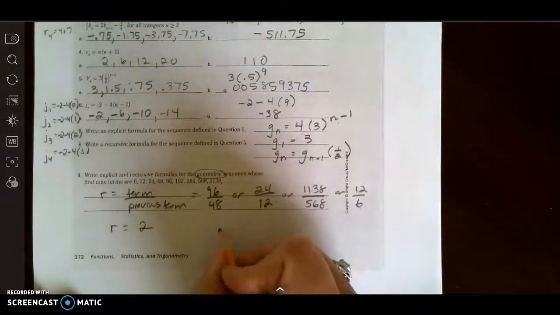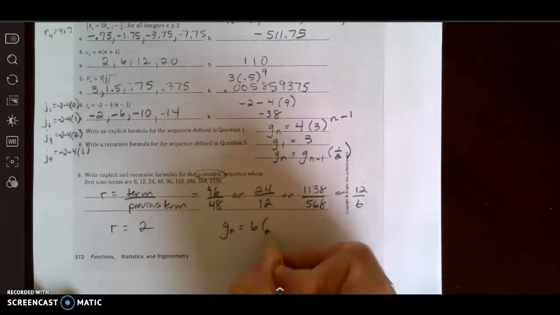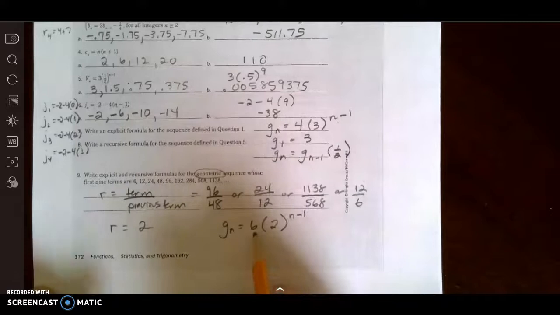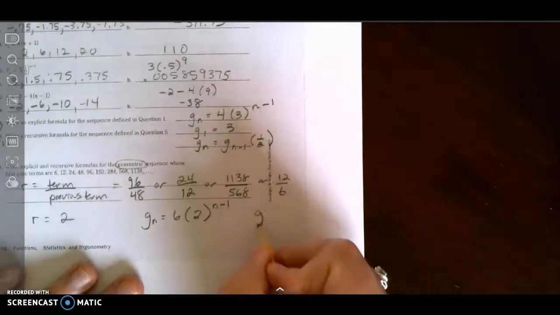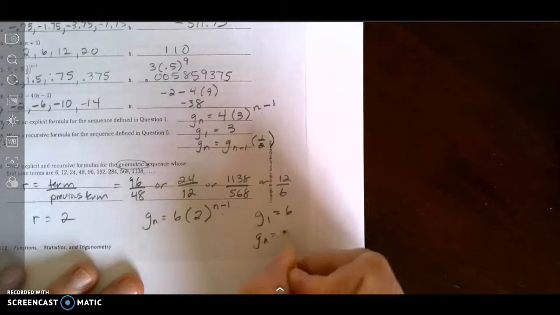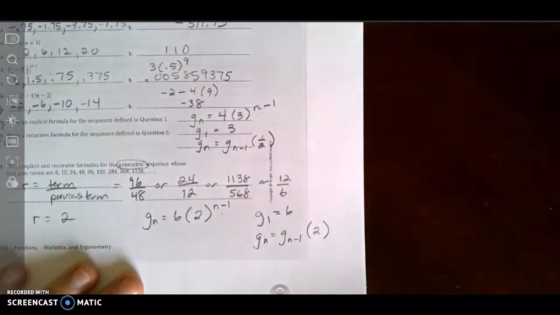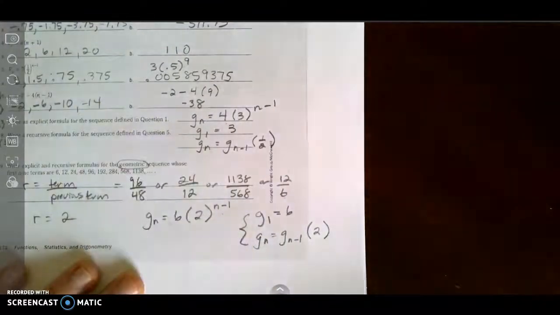Now to write my explicit formula, G sub n equals the first term is 12, the constant ratio is 2, and that's to the n minus 1. Because this is the first term, this is to the n minus 1. That's the explicit formula. The recursive formula, the first term is 6. G sub n is found by taking the previous term and multiplying by the constant ratio, which is 2. So this is recursive, this is explicit.